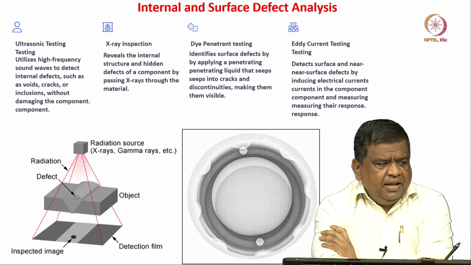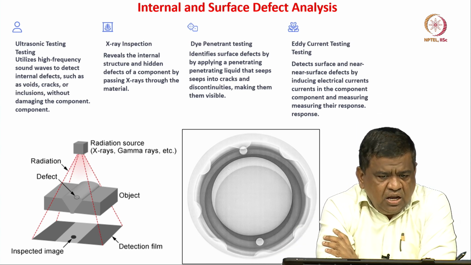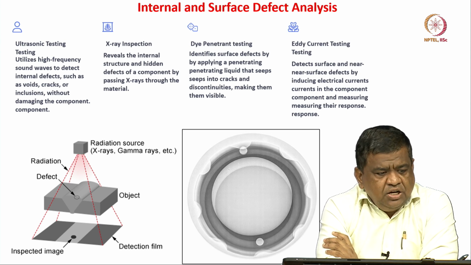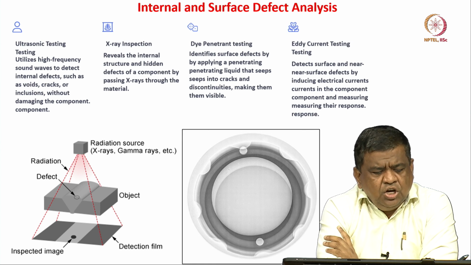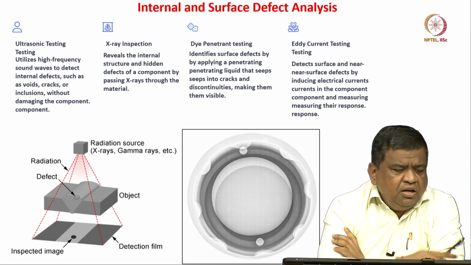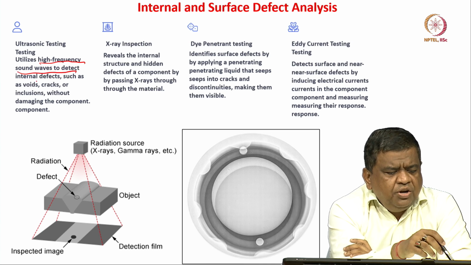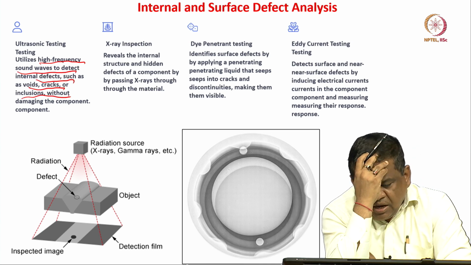The fifth one is more on internal and surface defect analysis. In internal and surface defect analysis, there are different techniques. One is ultrasonic testing. This utilizes high frequency sound waves to detect internal defects like voids, cracks and inclusions.